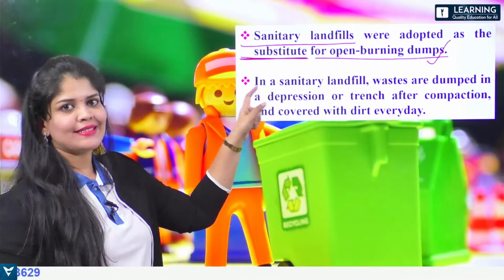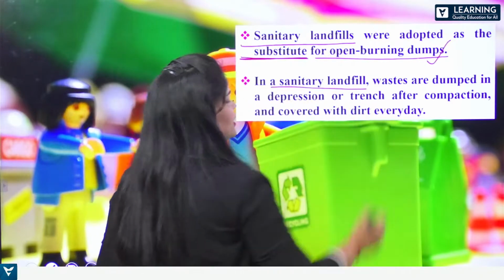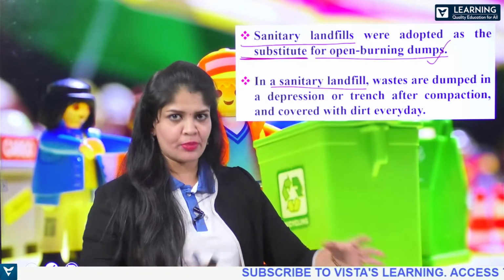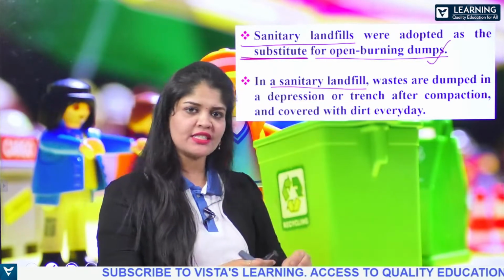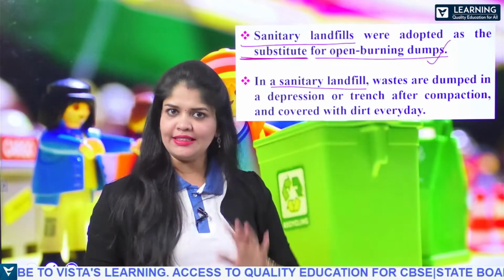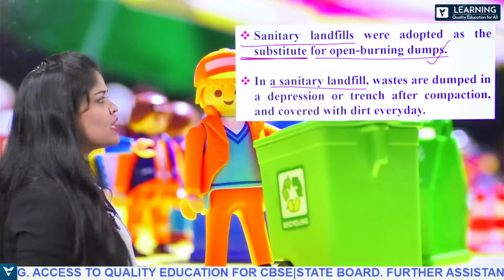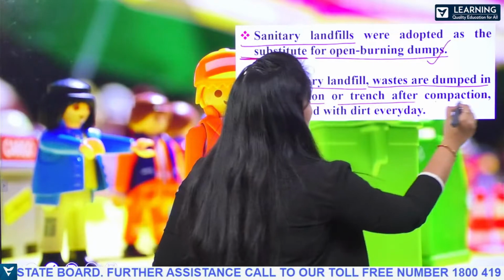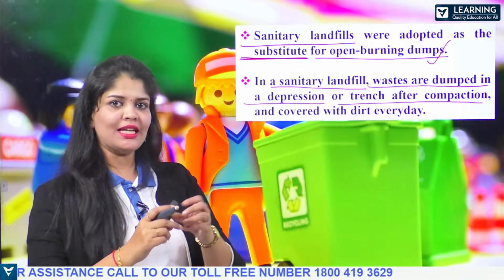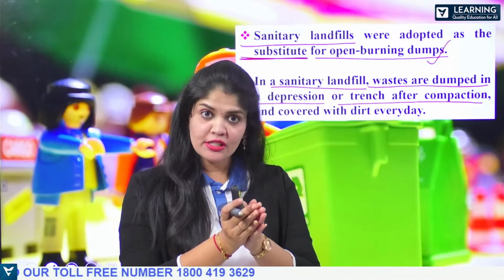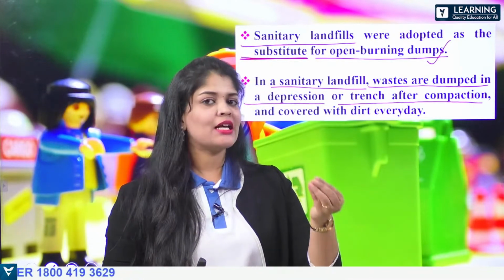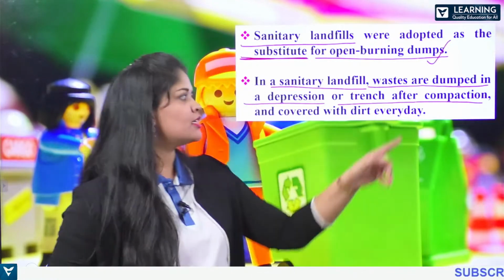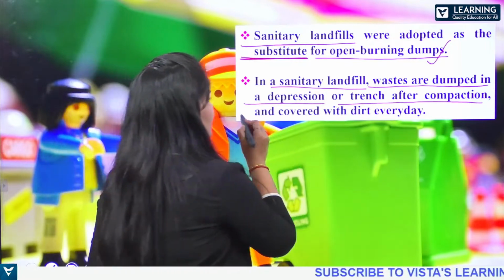So here, in sanitary landfills, the land is dug to create a trench or depressions, and these depressions are filled with the solid waste, then again they are covered with dirt. This is what happens in the landfill. So here, waste is dumped in a depression, a trench, after compaction. Compaction is reducing the gaps present in the solid, by removing the air gaps. That means we are making it spaceless, with compaction, and covered with dirt every day.